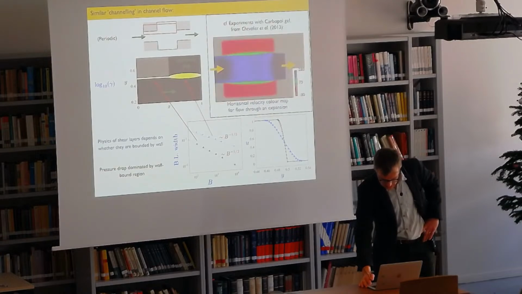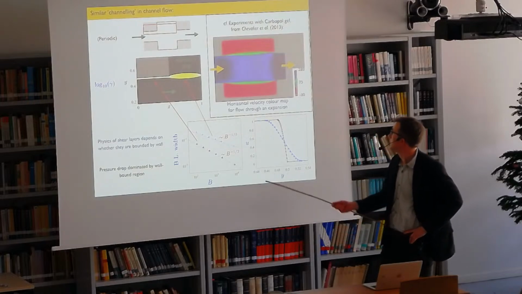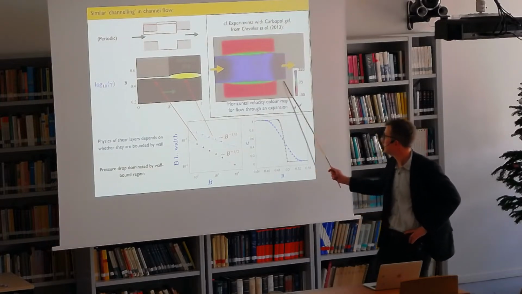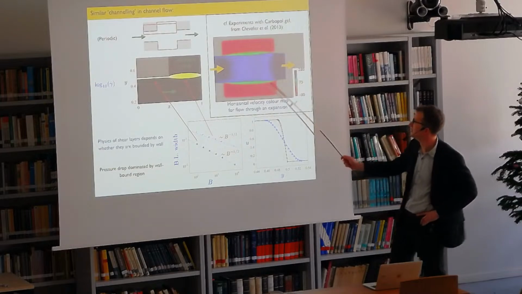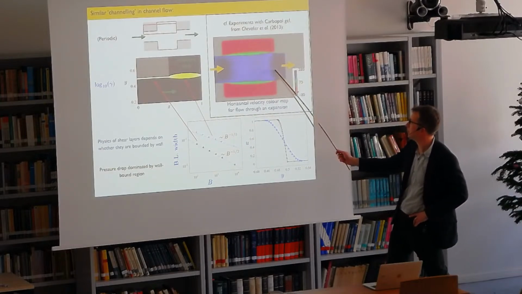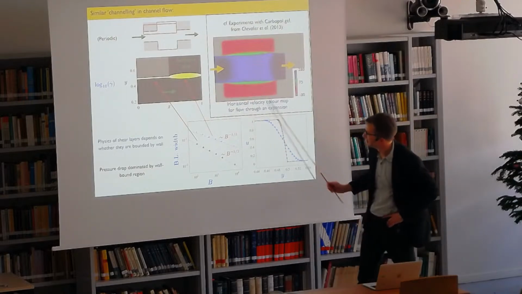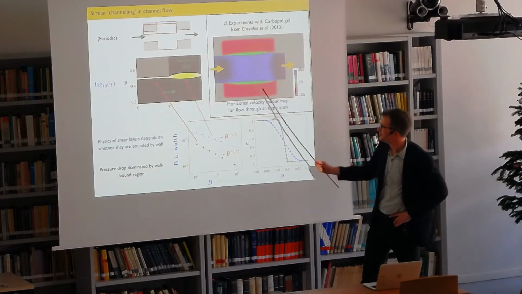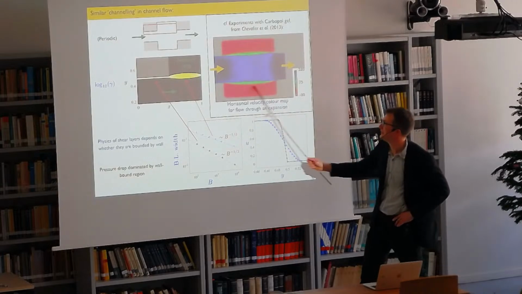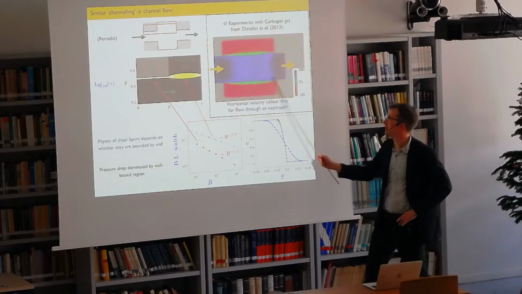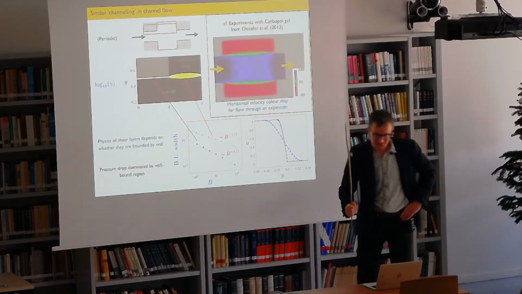And there was an experiment once upon a time, which at least qualitatively illustrates some of this behavior. This is horizontal velocity of an experiment with carbopol gel from this paper, where they looked at essentially something a bit like this. It's not particularly quantitative, but you can sort of see the same phenomenon: these green regions are the boundary layers, and they're thinner here than they are there.